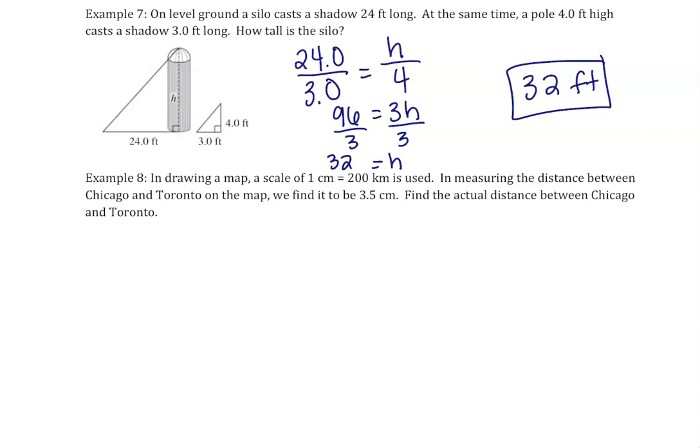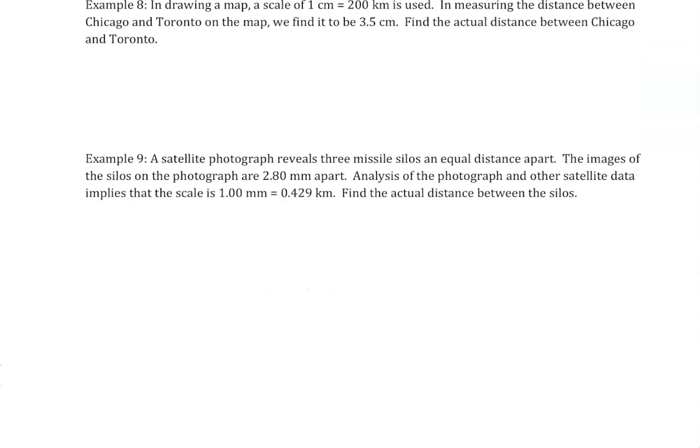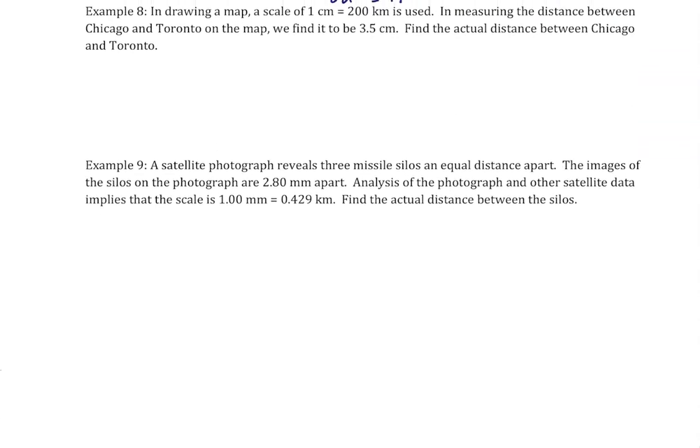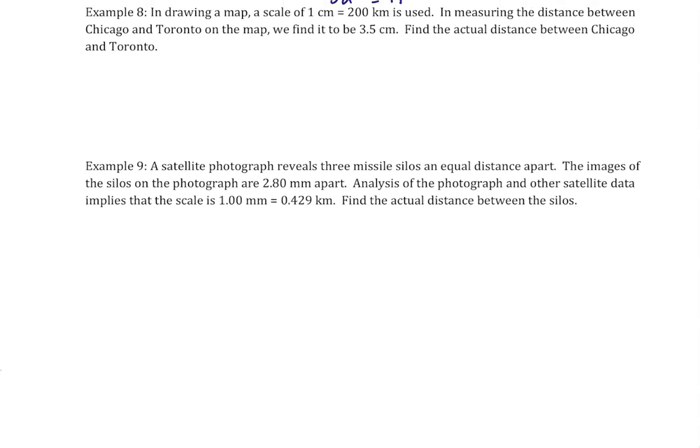Now take a look at example 8. We're drawing a map where we're going to have a scale, and the scale will be given to you on the map. In this case, 1 centimeter is representing 200 kilometers in the real world.